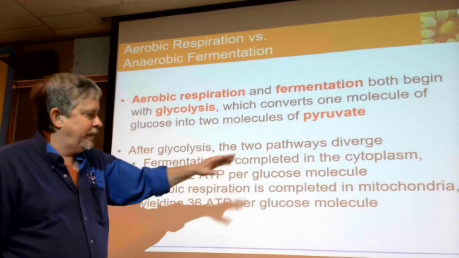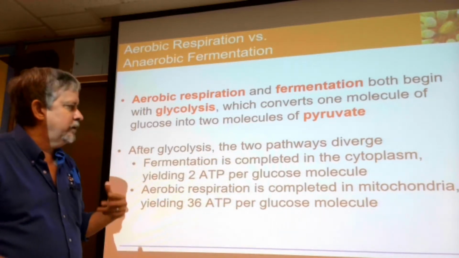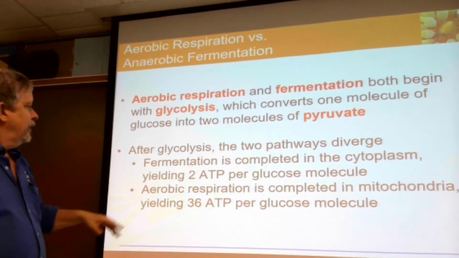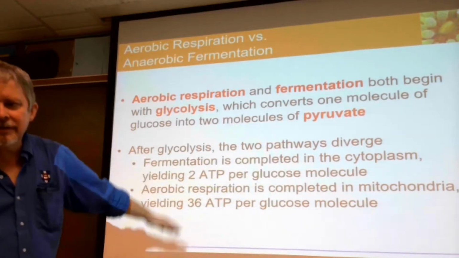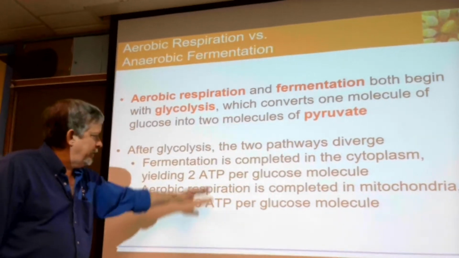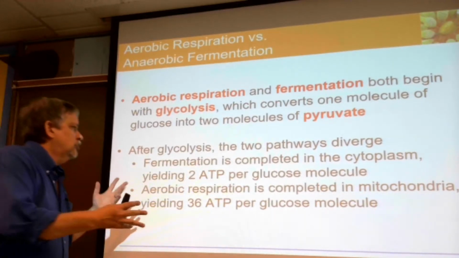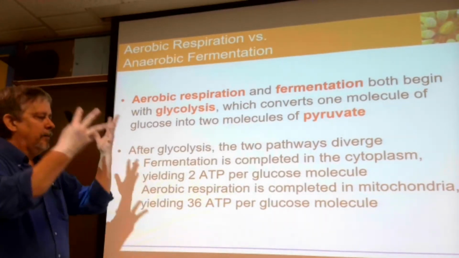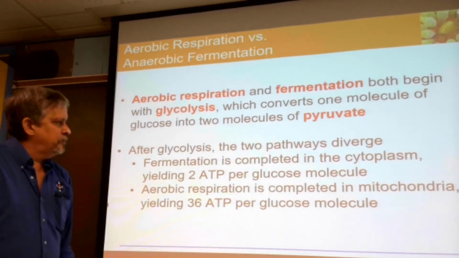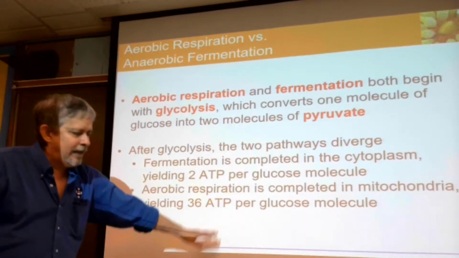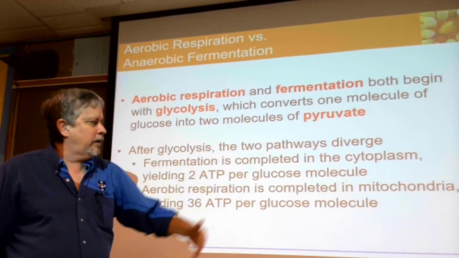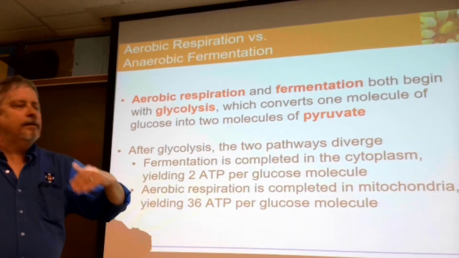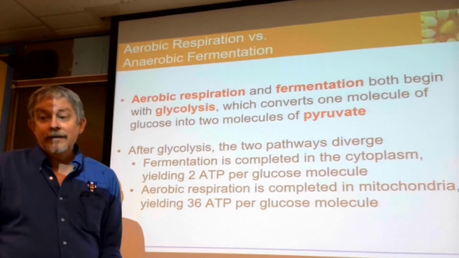Fermentation is completed in the cytoplasm. There's no mitochondria. It doesn't take place in mitochondria. And it only gives 2 ATP per glucose molecule. Know that for the test. In fermentation, how many ATP do you get? 2. Where does it take place? In the cytoplasm. For aerobic respiration, we get 36 ATP per sugar molecule. And where does it take place? In the mitochondria. So 36 ATP, know that it takes place in the mitochondria.